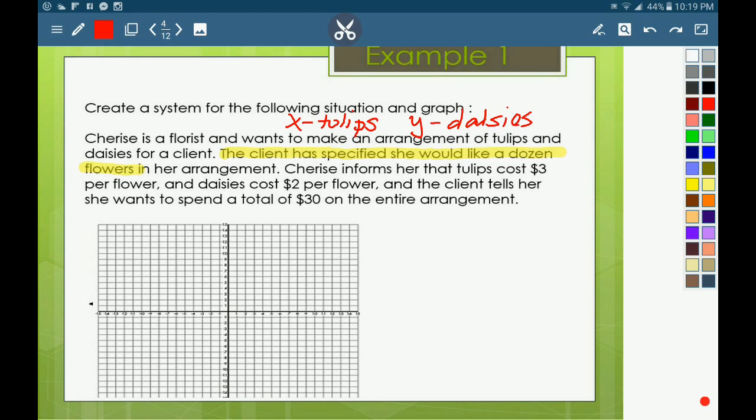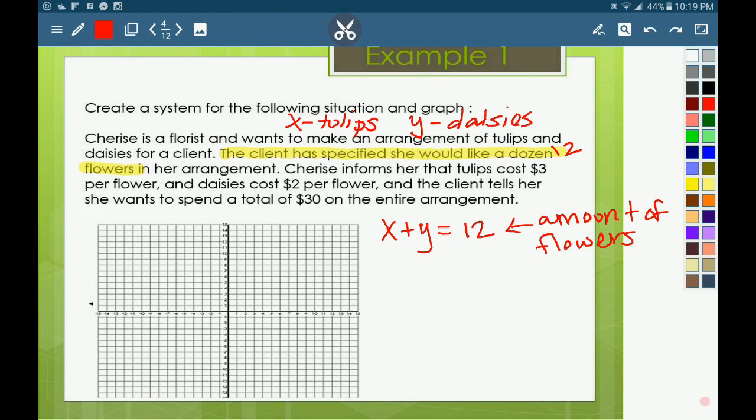So when we create our equations, first let's just deal with the amount of flowers. So we know that no matter how many tulips or daisies, they have to add to equal 12. That's what a dozen is. So I have so many tulips plus so many daisies is equal to 12. So that had to deal with the amount of flowers. We want to group units together. So you don't want to mix money and amounts or vice versa.